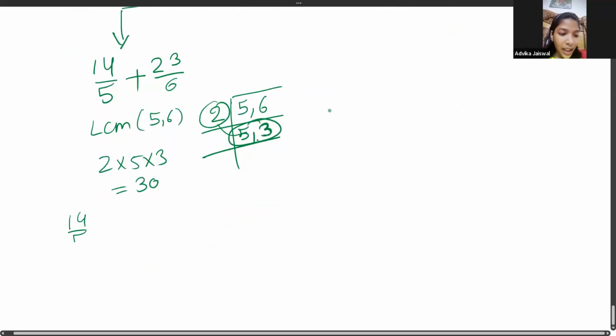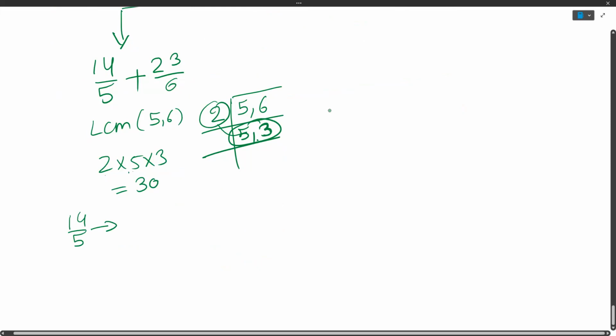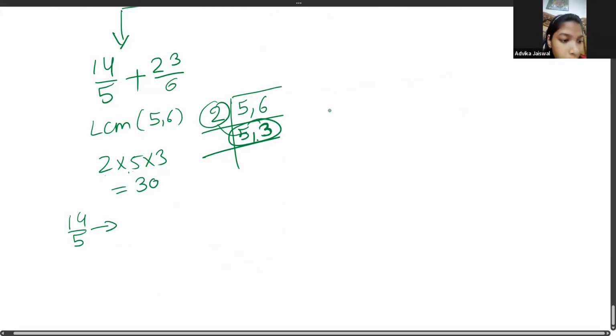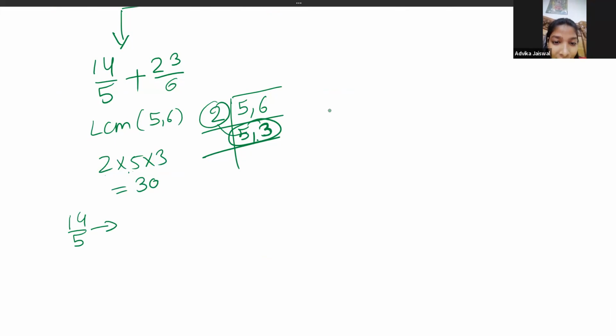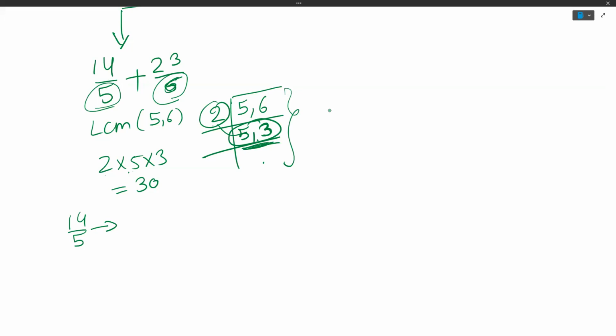How would you make 5 into 2, 10, 10 into 3, 30? No, ma'am, I multiplied 5 into 6, I got 30. That is also you can do. But you don't have to multiply the numbers directly. LCM is this method only. For taking LCM, you need to divide with common multiples until you get prime numbers at last. Least common multiple.